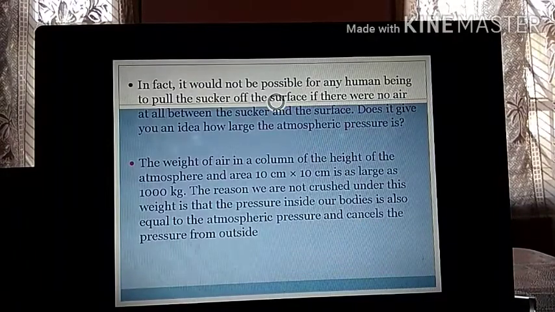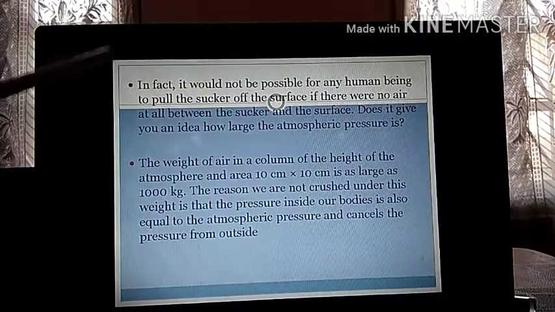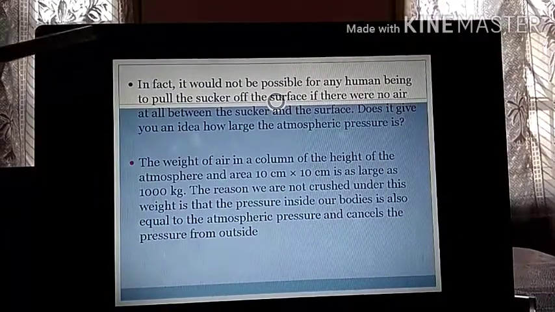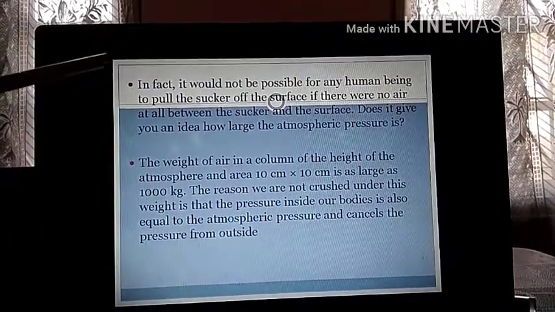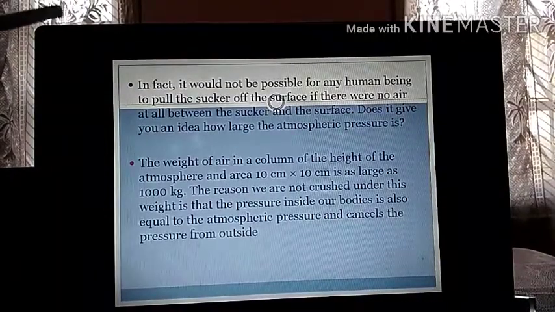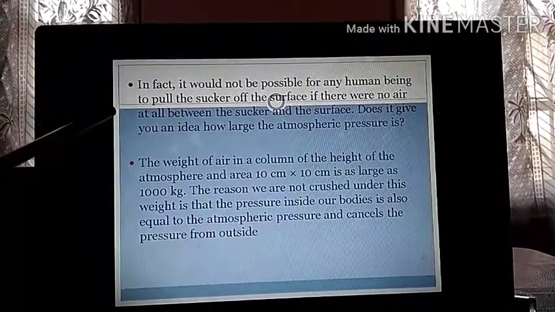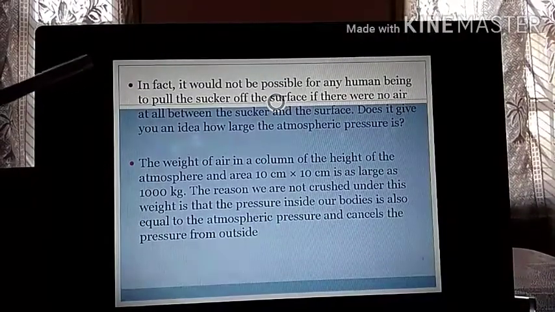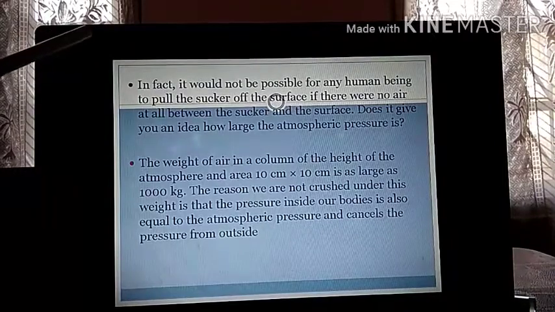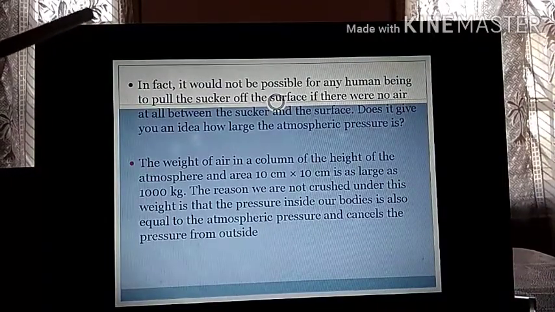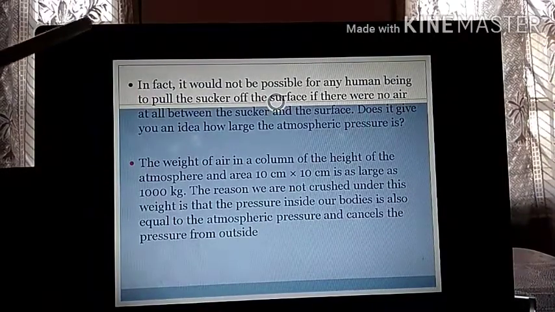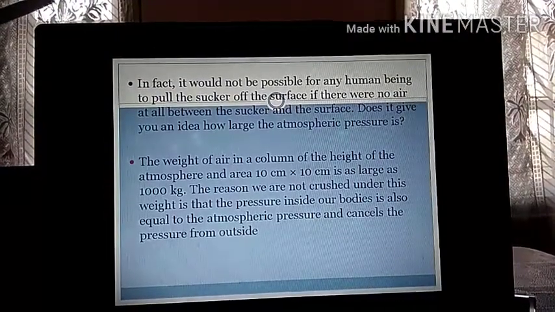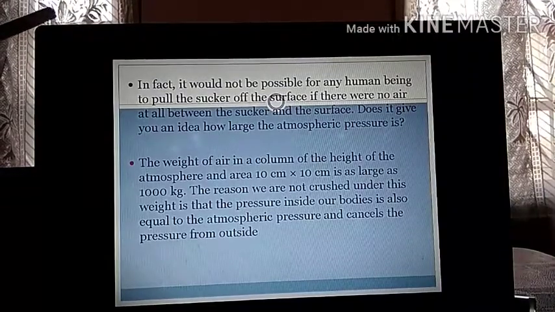In fact, it would not be possible for any human being to pull the sucker off the surface. So you have to be very, very careful. If the sucker becomes completely flat, you cannot pull it off. But suppose the sucker has stuck to the wall but is not flat. That means air is inside. So you can pull it, because the pressure of air inside will also help you to pull. It will act against the atmospheric pressure.